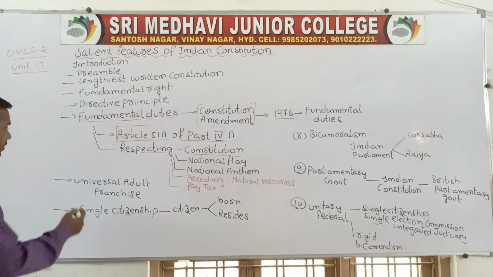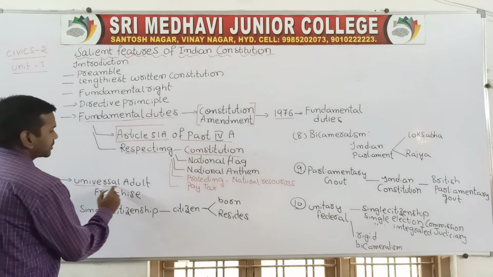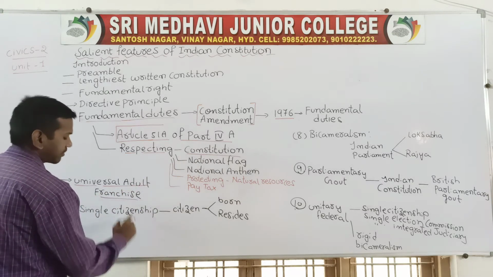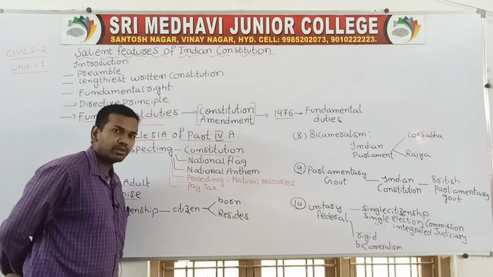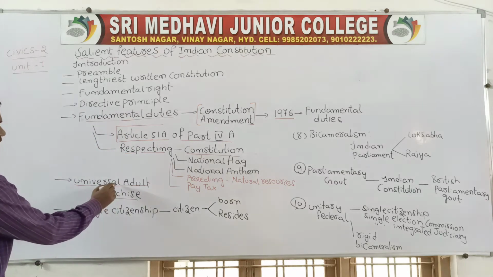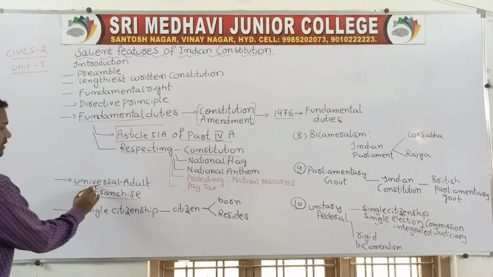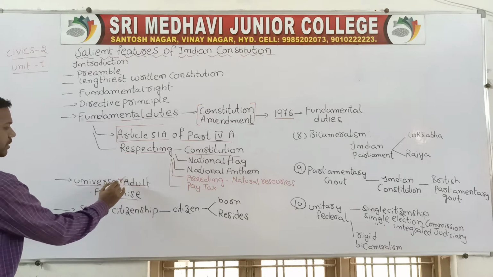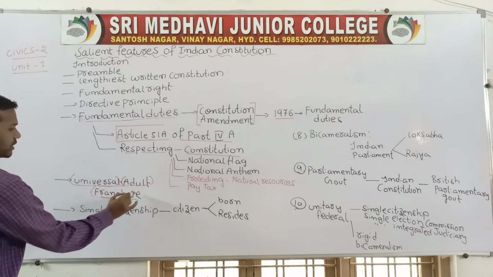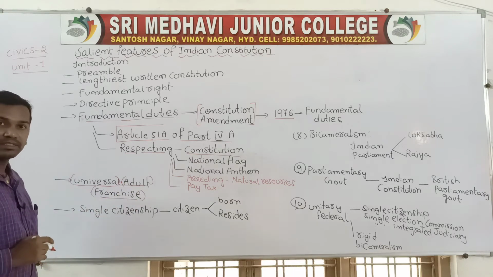Completed. Next, the next salient feature of the Indian Constitution is universal adult franchise. Its meaning shows three important things: one is universal, one is adult, and one is franchise. What is meant by universal adult franchise?